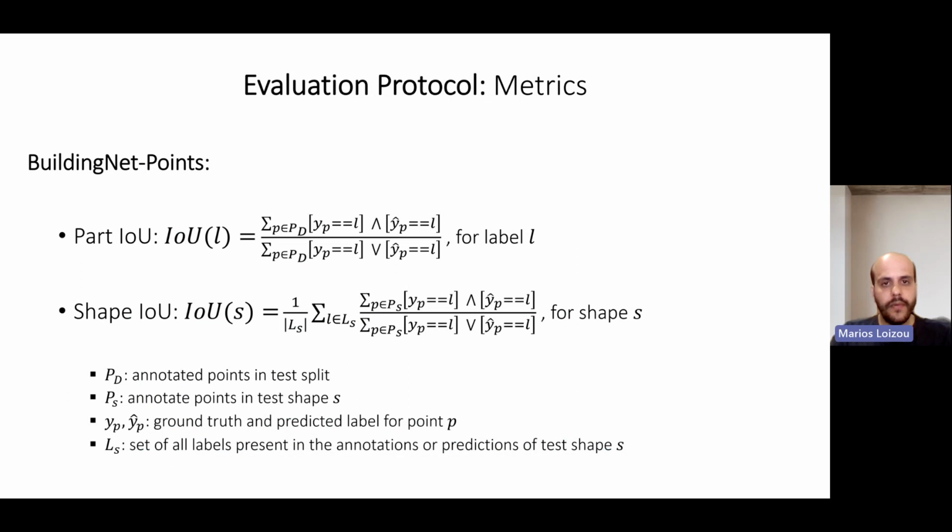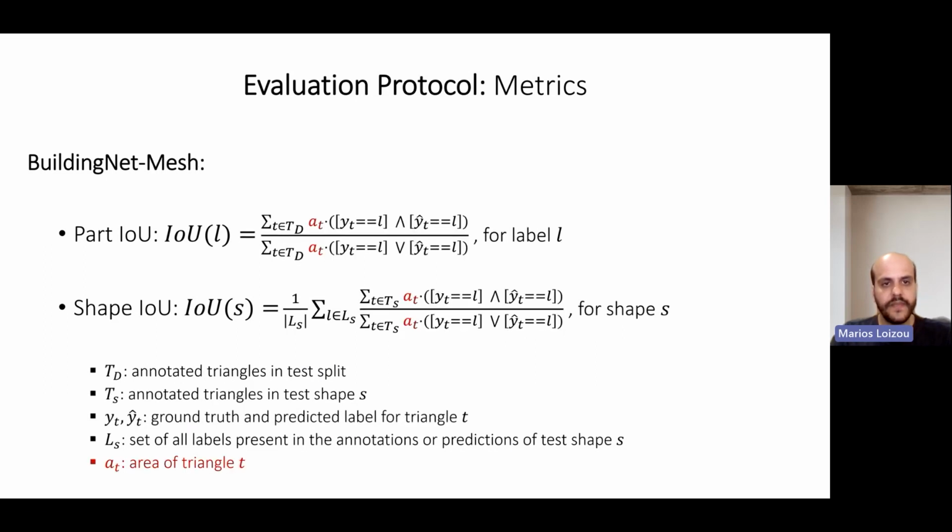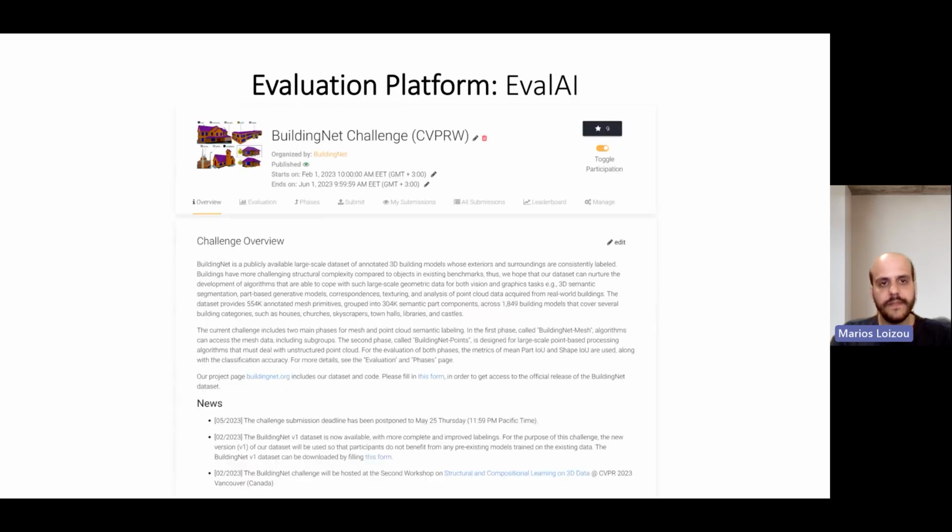For evaluation in the point cloud phase, the metrics of mean part IoU and shape IoU are used, along with per point classification accuracy. For the mesh phase, a variation of the previous evaluation metrics is applied on triangles, where the contribution of each triangle is weighted by its area. The winning team for each phase is selected based on its part IoU performance.